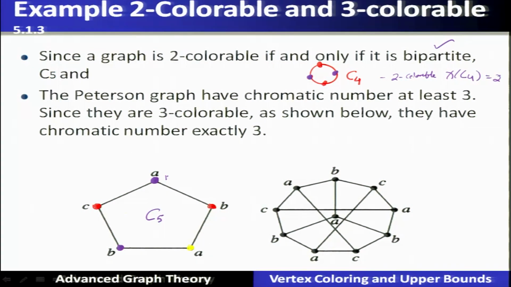So, C5 requires how many colors? 3 different colors. So, this particular graph is 3 colorable. Why? Because we cannot color this graph with 2 colors, hence the minimum number of colors required to color this particular graph is 3, hence it is called 3 colorable. Similarly, let us draw a Petersen graph and then we will see.